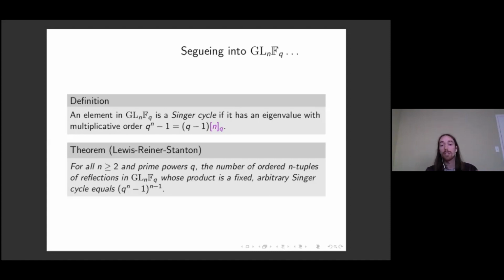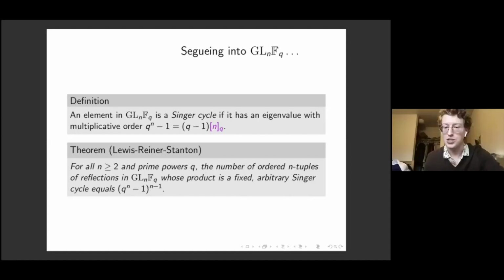And you get a really concise answer, kind of like in the symmetric group, where you get this n to the n minus 2 number. Here you get q to the n minus 1, to the n minus 1. It's maybe not clearly a q analog of n to the n minus 2, but it has this kind of similar flavor, and it's still very concise.